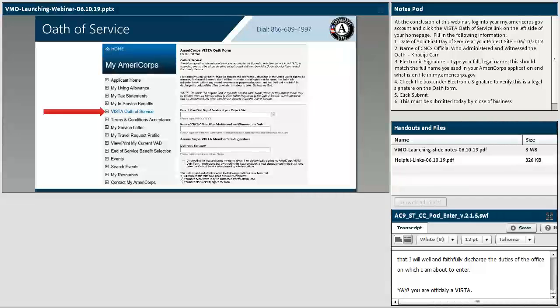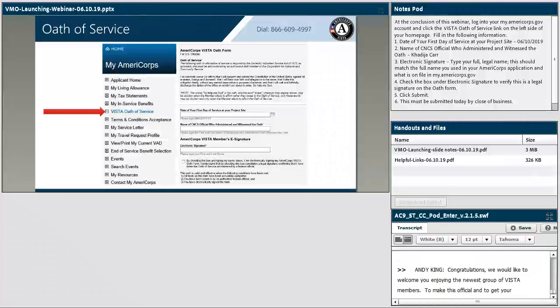Yay! You're officially a VISTA. Yeah, congratulations. We'd like to welcome you joining the newest group of AmeriCorps VISTA members. And to make this official and to get your living allowance and your other benefits going, again, there are a few important next steps. As we mentioned earlier, your VISTA oath form will unlock and you'll receive an automated email once that's available for completion. The electronic oath form, right after this webinar, it should be available. So please don't log off of the webinar yet because the form won't unlock until we finish.